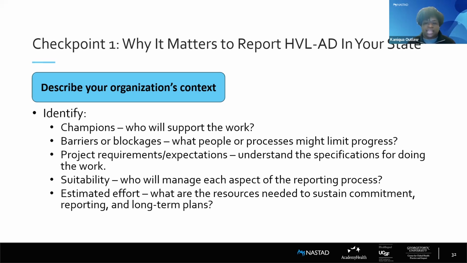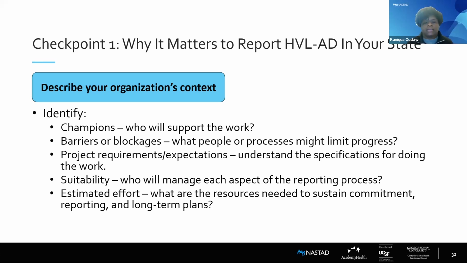Also understanding the specifications for doing the work. CMS has a really great technical specifications guide that is really going to help you along the way, but also understanding what that looks like within your current organizational context to ensure that this progress can be implemented into your current workflow or adjusting that if need be.